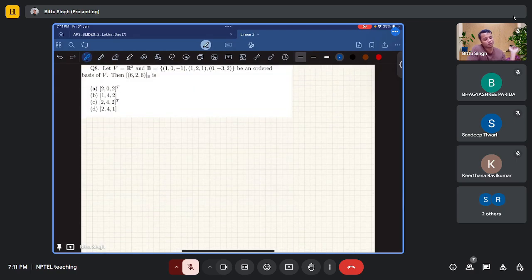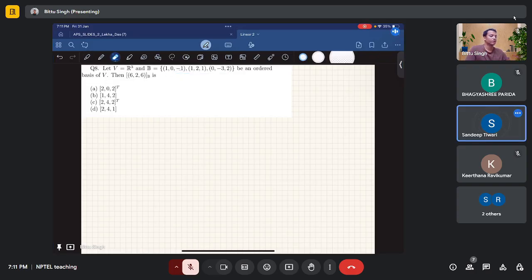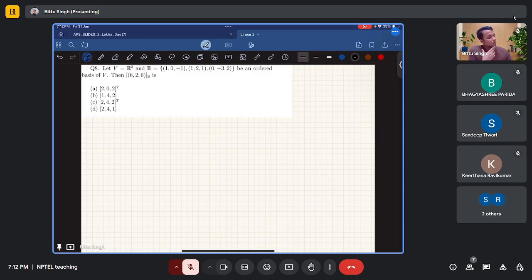Question number 8. Here V is R3 and B is an ordered basis of this vector space R3. Then the question is, what is the coordinate representation of (6, 2, 6) with respect to this basis?